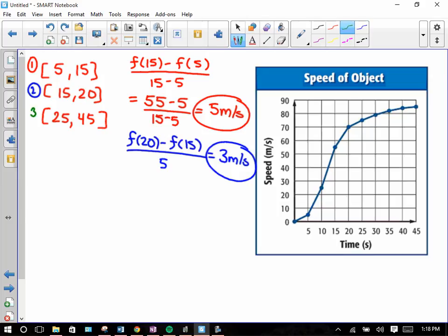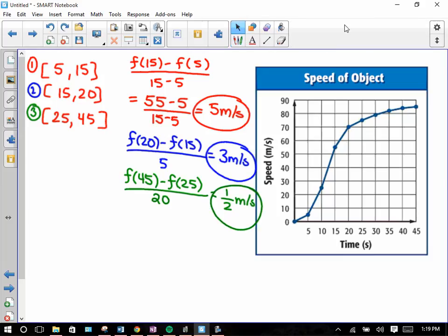And the third one says f of 45 minus f of 25 divided by 45 minus 25, which is 20. F of 45 is going to be 85. F of 25 is going to be 75. So 85 minus 75 is going to be 10. 10 divided by 20 is going to be 1/2 meter per second.